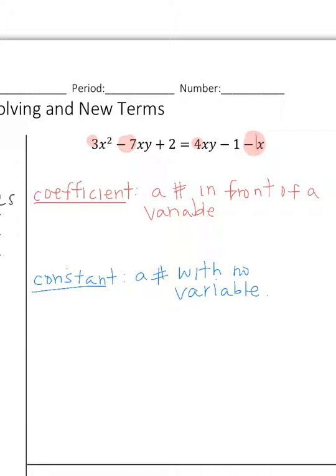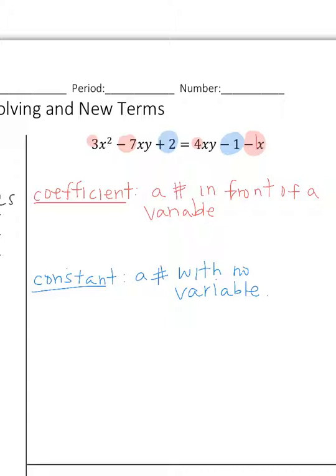So if I go through and I try to find the numbers with no variables, +2 is one of them, and -1 is the other one. So those are the only 2 constants in this equation. So you need to remember also to take the sign with it. Okay, that positive goes with the 2, and that negative goes with the 1. So make sure you include those when you're talking about your constants and your coefficients.